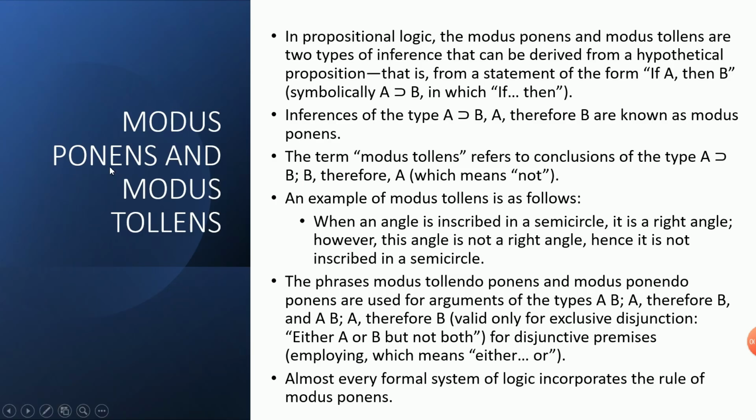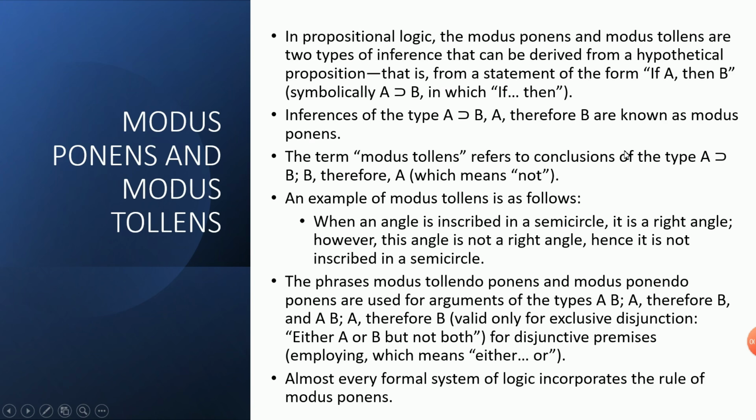So next is modus ponens and modus tollens. I don't want to complicate you guys. I'm just giving a simple example. So the term modus tollens refers to conclusions. So when A is there means therefore there is a B. So here when an angle is inscribed in a semicircle, it is a right angle. So if they are drawing or inscribing an angle in a semicircle, it is a right angle. But however, when the angle is not a right angle, it could not be inscribed in a semicircle.